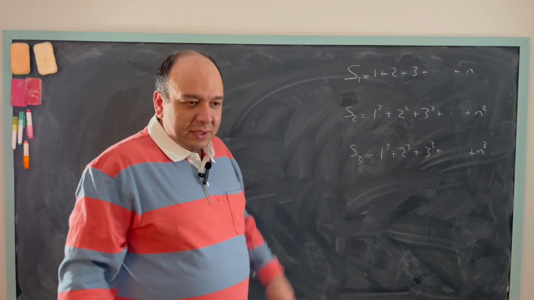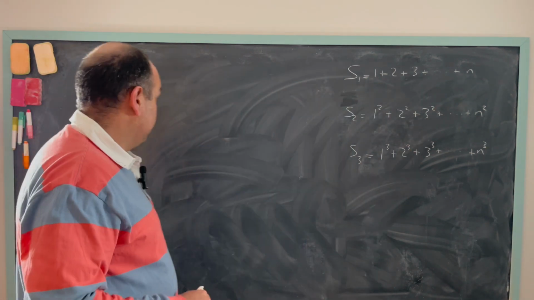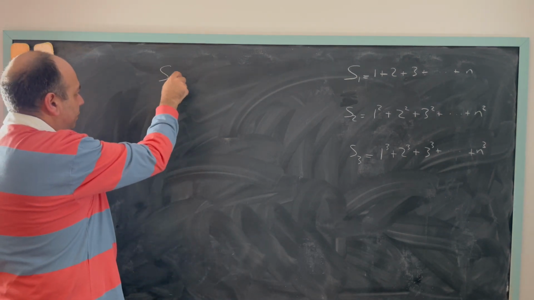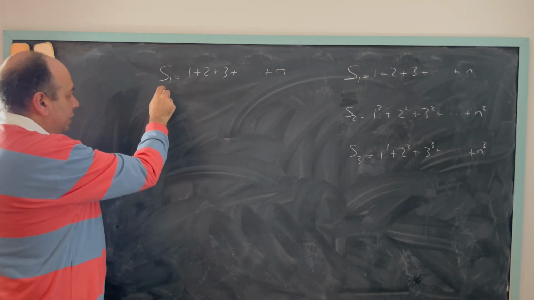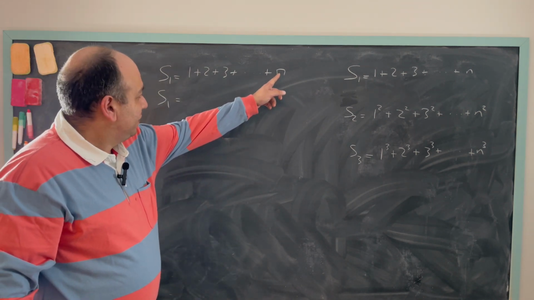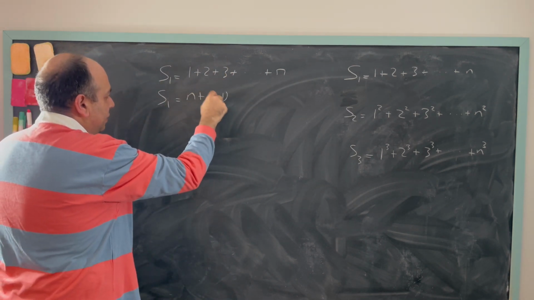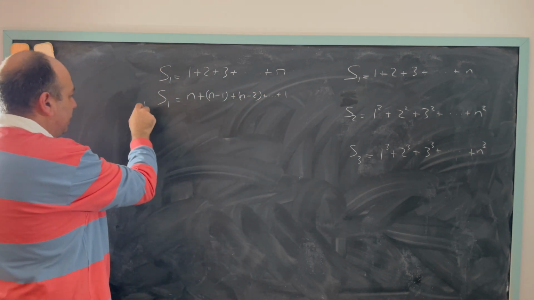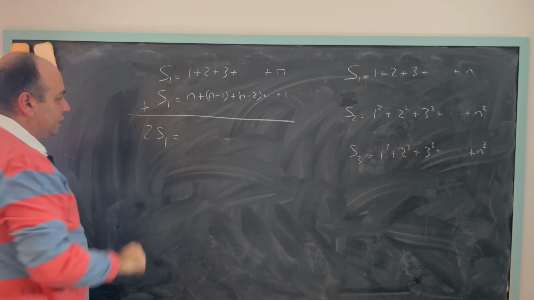Okay, so let's start with this summation, S1. So we want to add numbers from 1 to n. There are two ways to do it. Let me show you one way. S1 is 1 plus 2 plus 3 up to n. S1 can also be written by starting from n, adding from n to 1 in the reversed order: n plus n minus 1 plus n minus 2 plus all the way to 1, right?